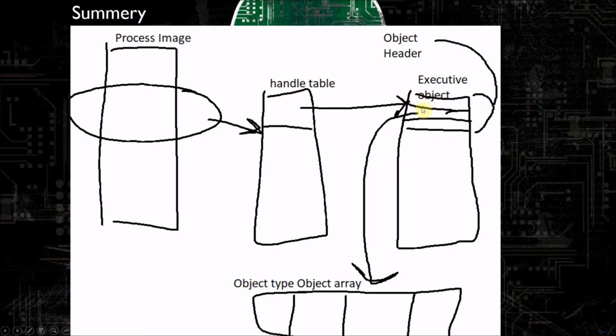If we look at the executive object, we have an object header here, and we have the body over here. If we look at this little section of the object header, it's the type index, and it's going to index into the object type object array. In this particular case, it contains the value 2. So this executive object is of whatever type is specified there, which could be file, process, socket, any number of things.